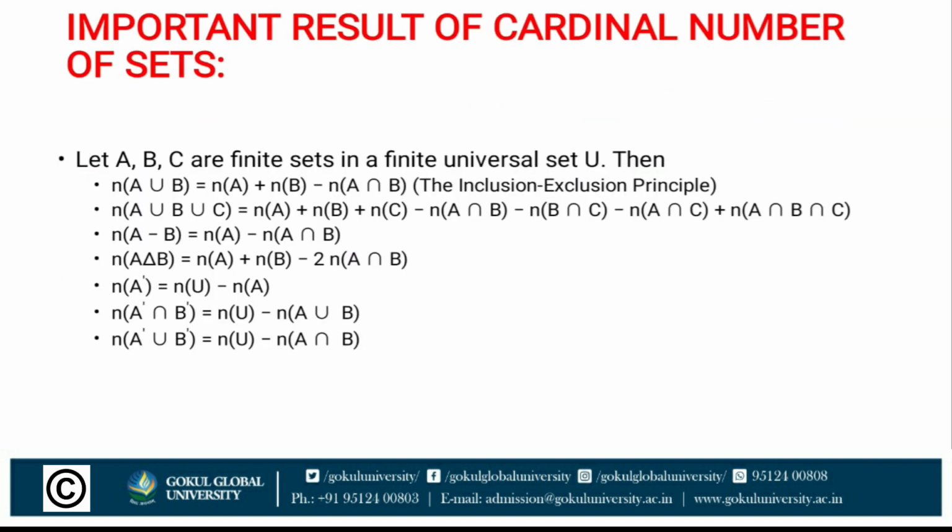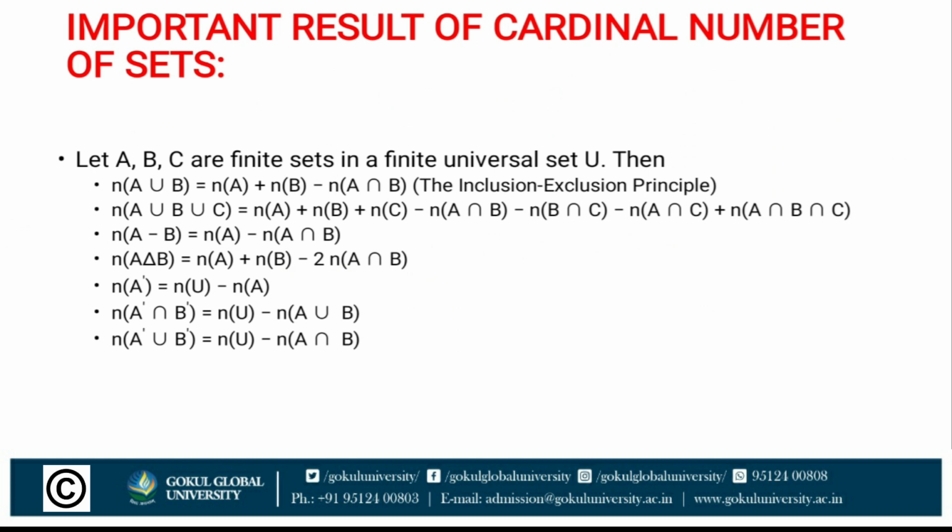Important results of cardinal numbers. The number of elements in A union B is the number of A plus the number of B minus the number of A intersection B. What is the number of A? If A has 5 elements given, that is 1, 2, 3, 4 and 5, then the number of A is equal to 5. That is the definition of the number of A union B.